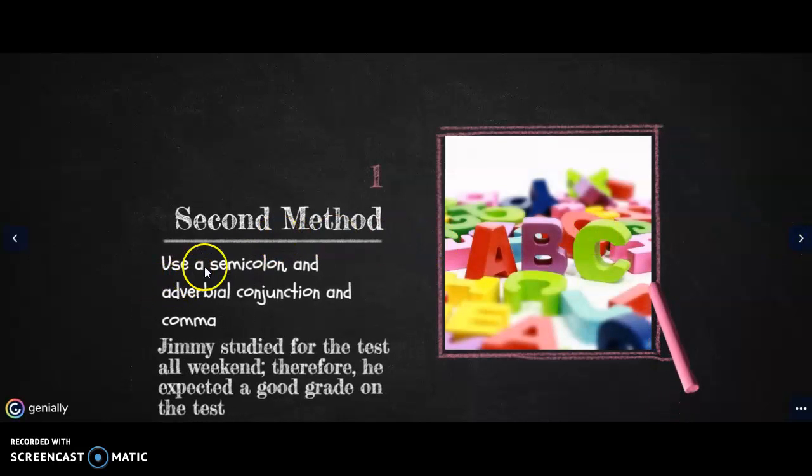Second method: use a semicolon, an adverbial conjunction, and a comma. Jimmy studied for the test; therefore, he expects a good grade on the test.